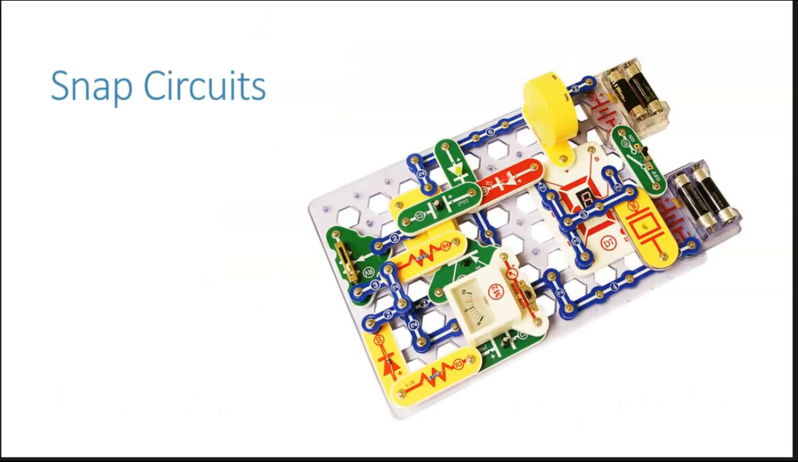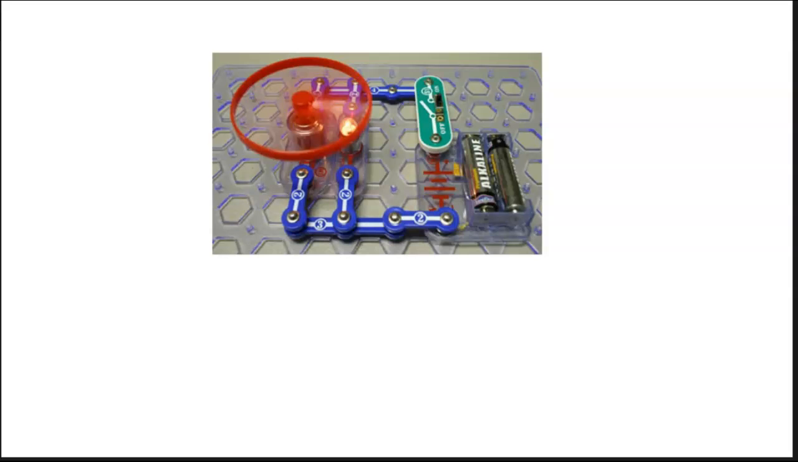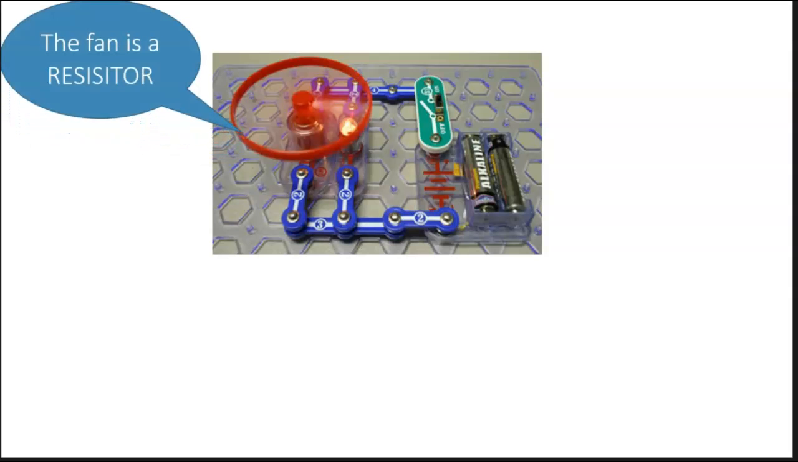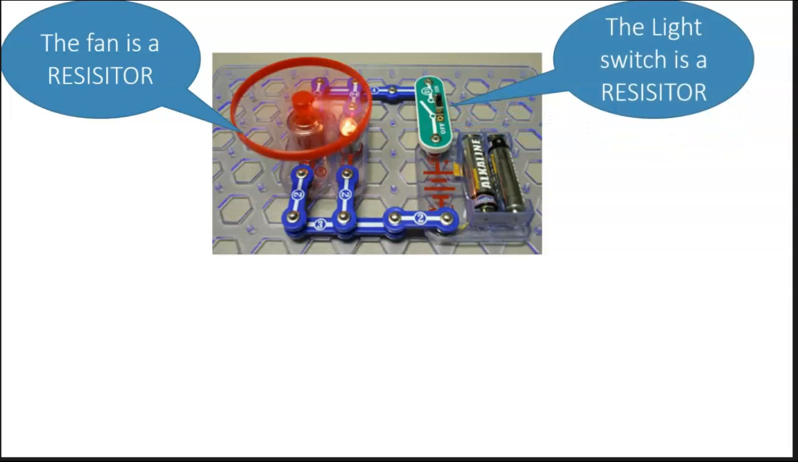Today you'll be using snap circuits, and snap circuits are great little tools to help you understand some different ideas when we're talking about electricity. When I look at this board, I see lots of conductors, lots of insulators, lots of resistors. Can you identify any of them? We have a red fan. That red fan is actually a resistor. It's going to slow down the current. We have a light switch, another resistor. We can make it open or closed also.